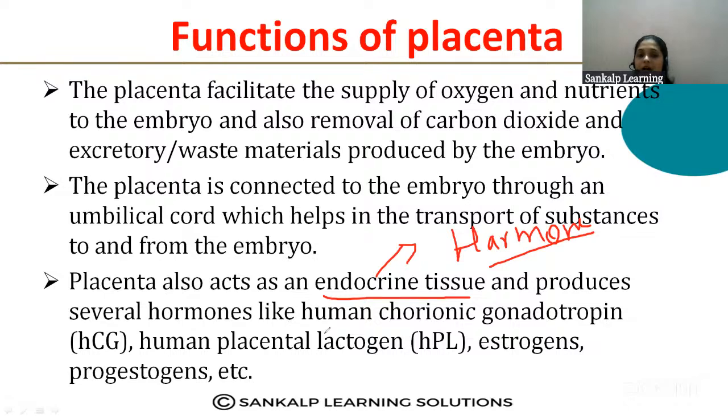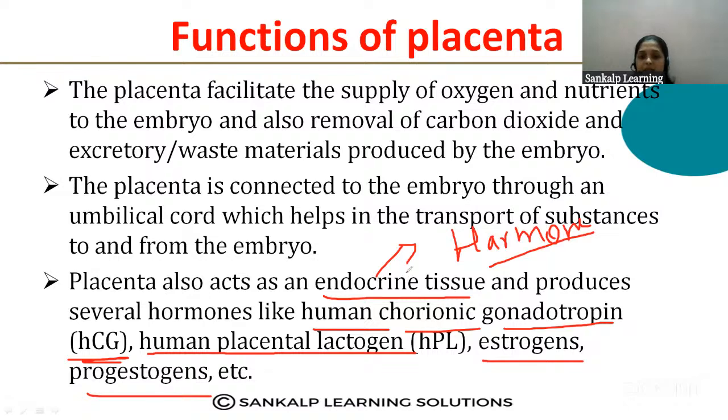So which hormones are produced by the placenta? This is also important. Several hormones like HCG. What is the full form of HCG? Human chorionic gonadotrophin hormone is produced by the placenta, and human placental lactogen, HPL, and estrogen, progesterone. All these hormones are produced by the placenta, so it acts as an endocrine tissue.